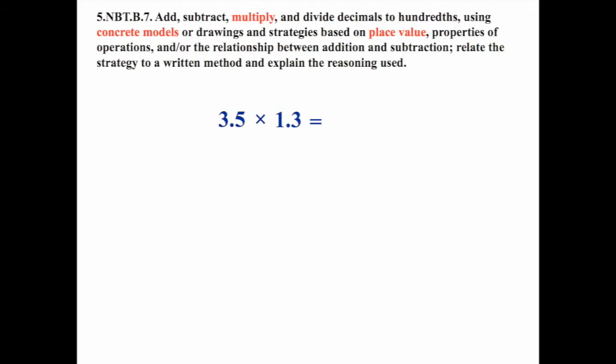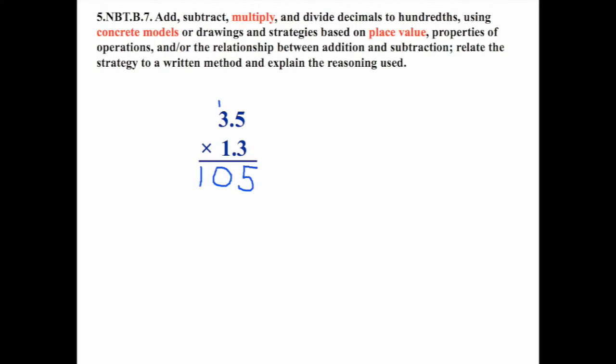Let's use another example. 3 5/10 times 1 3/10. For students to get a reasonable estimate of what the answer should be, if we were to round both of those down, we would have 3 times 1, and that would be 3. If we were to round both of them up, we'd have 4 times 2. So it's reasonable that our answer has to be between 3 and 8.